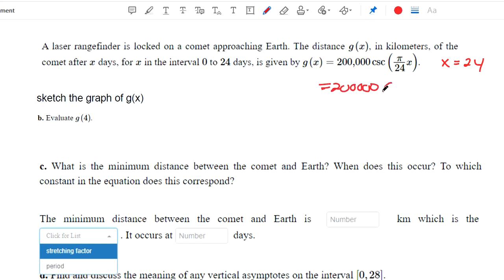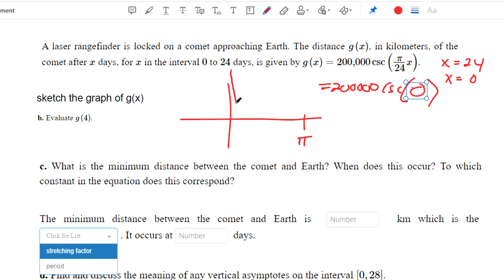Then if you try to simplify this, this is 200,000 cosecant. 24 times pi over 24 just makes pi, right? Oh sorry, we already plugged in 24 for x. Cosecant of pi, we just saw, is undefined because it's making an asymptote. It's 1 divided by 0. So the graph is going to have some sort of asymptote at x equals pi. And same thing if you were to plug in x equals 0. Pi over 24 times 0 just makes 0, and we saw that was also undefined. So we should be expecting to see some sort of shape like this.